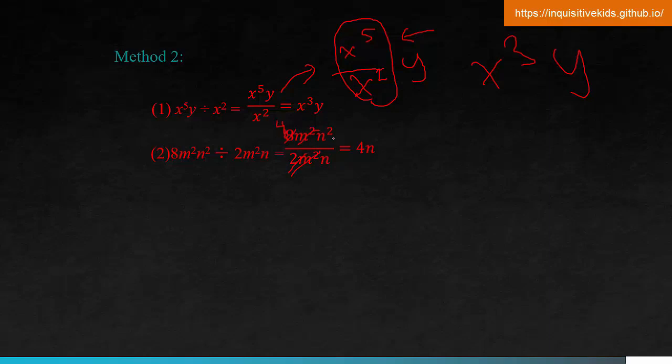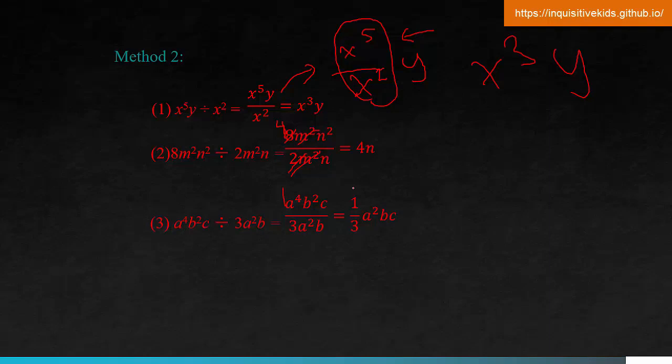And n squared is essentially n times n. And there's already one n below it. So we're left with the remaining n. So we are left with 4n. For the third problem, again, we rewrite it as fraction form. Again, there is a 1 hidden over here. So 1 over 3 is just 1/3.